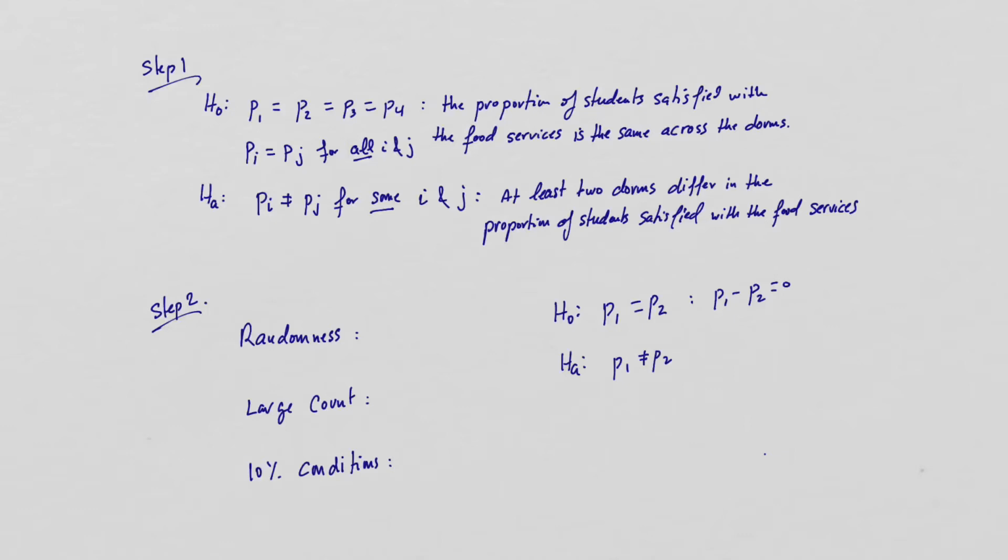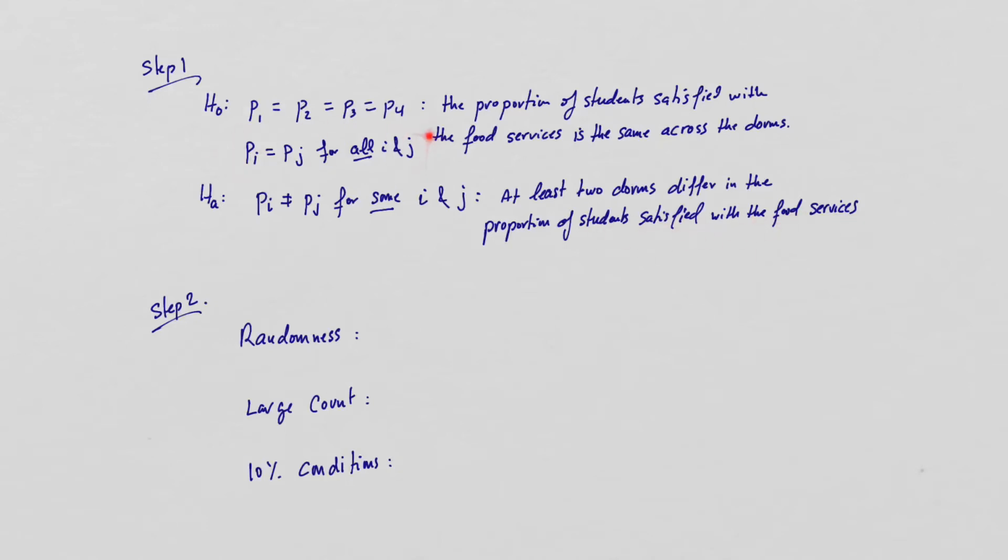Well, now we're dealing with many populations. In fact, in this example, we're dealing with 4. And how do you write it? Well, H null is obvious. It just means all the proportions from the populations are the same. What does that mean? The proportion of students satisfied with the food services is the same across all the dorms. Okay? The complement of equal does not mean, this is important, does not mean P1 is different from P2, is different from P3, is different from P4, right? The complement of equal means at least 2 of them are not equal. At least 2 dorms have different perspectives on their satisfaction with the food services.